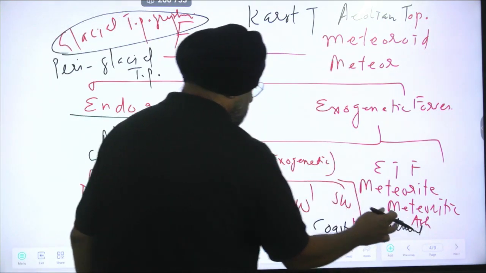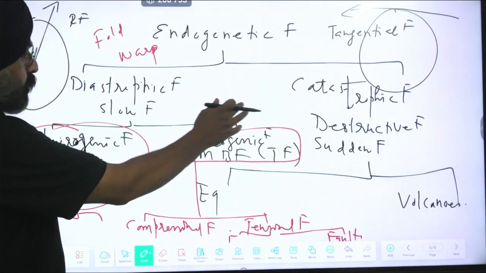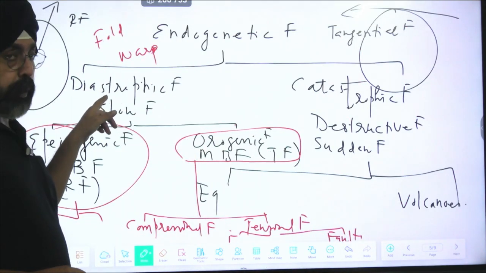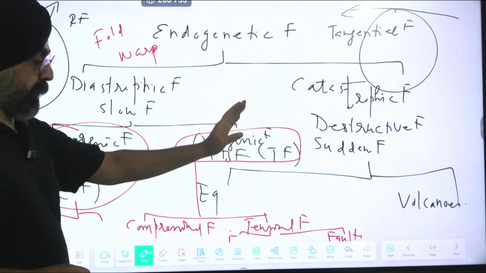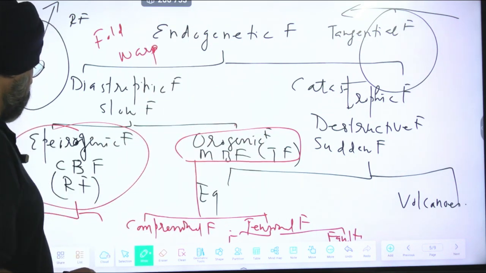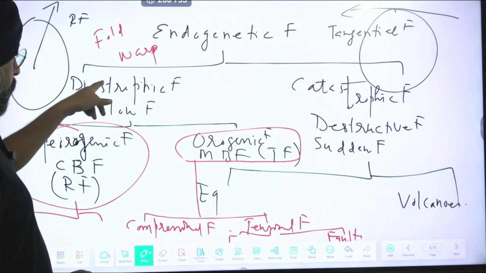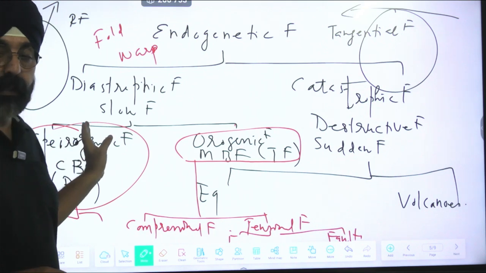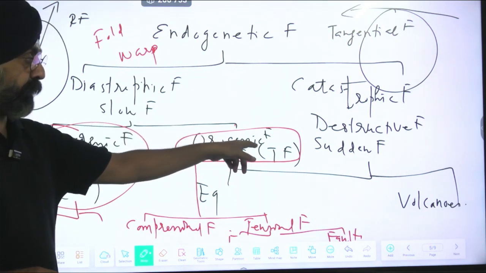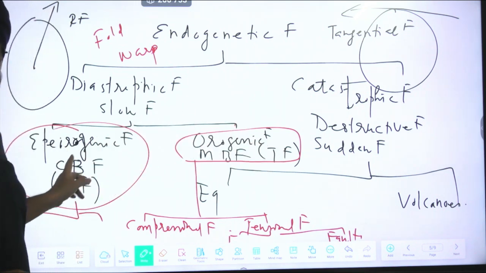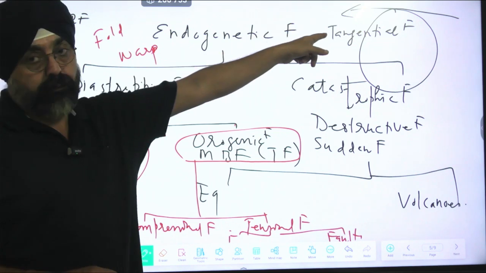Then we had picked up the endogenetic forces. 2 parts: diastrophic, slow; catastrophic, very destructive, sudden. 2 parts: volcanoes and earthquakes. And epirogenic are of this diastrophic, of 2 parts. Epirogenic means, epirios means continent, oros means mountain. Mountain building forces or the tangential forces. Continental building forces or the radial force. This is a radial force, that is the tangential force.